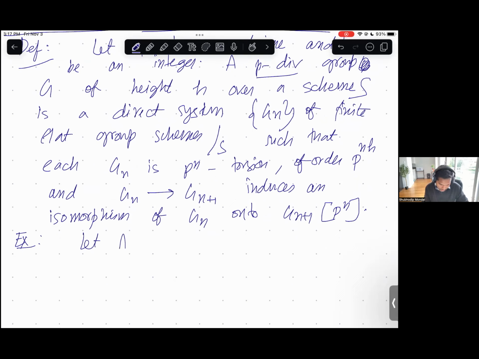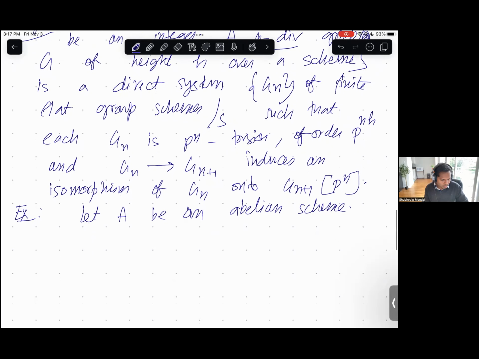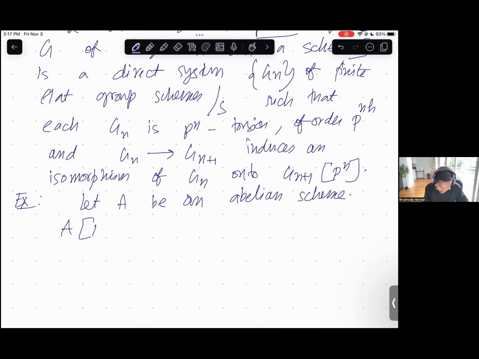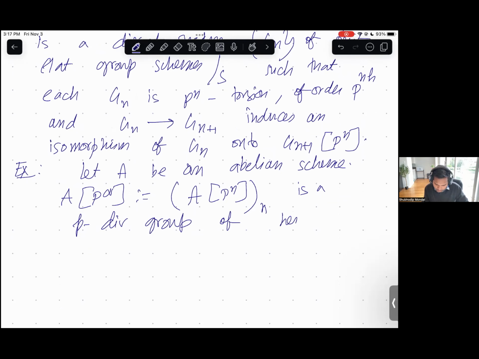So some examples of this definition of p-divisible group. Let's take A to be an abelian scheme. Then we can define a p-divisible group associated to A in the following manner. Take the p to the n torsion for each n. So this is a p-divisible group of height equal to 2 times the dimension of A.